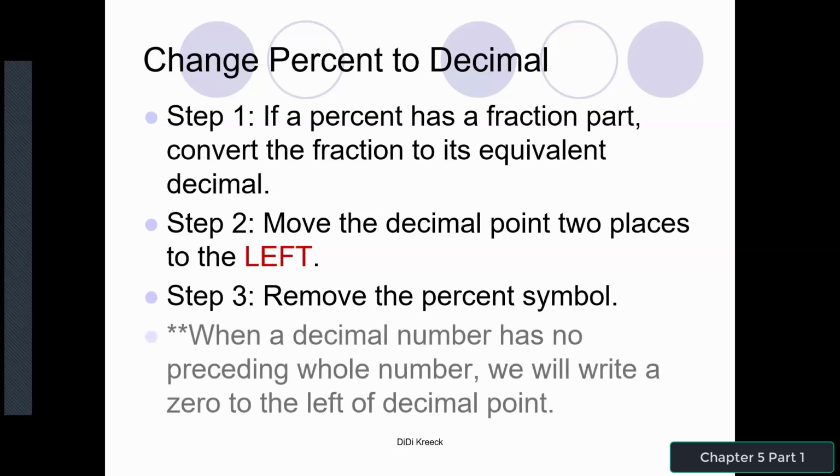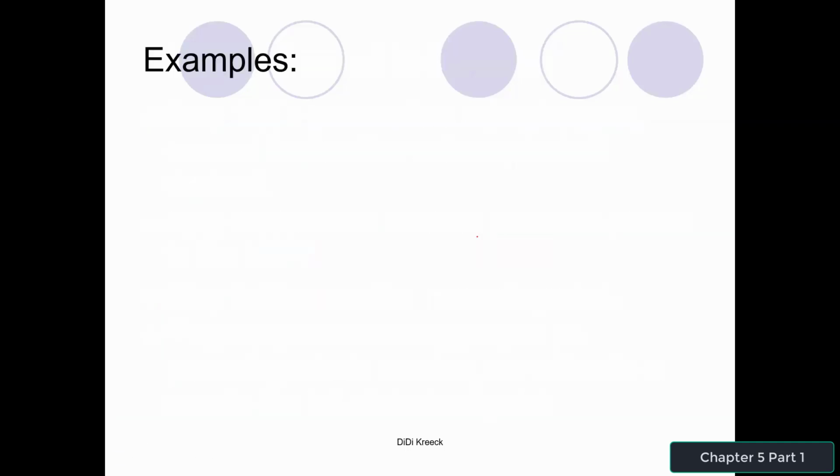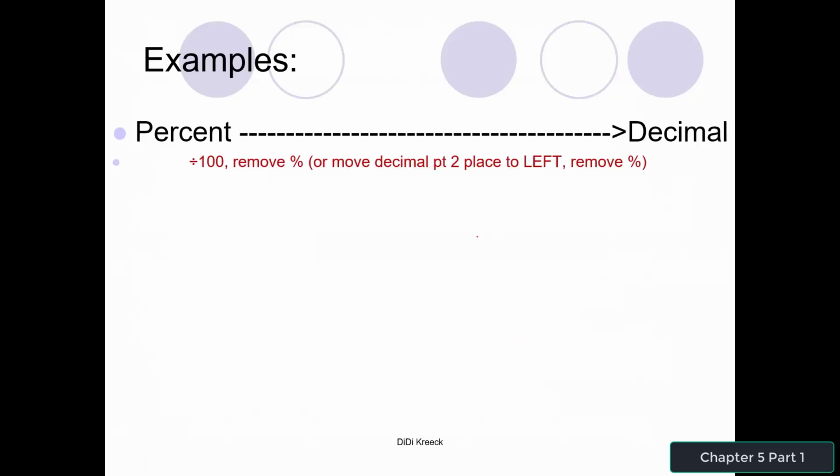Okay, and at any time, if the decimal has no preceding whole number, we will write 0 to the left of the decimal point. So if there's no whole number in the whole number area, we need to write 0. Okay, so here will be a few examples.